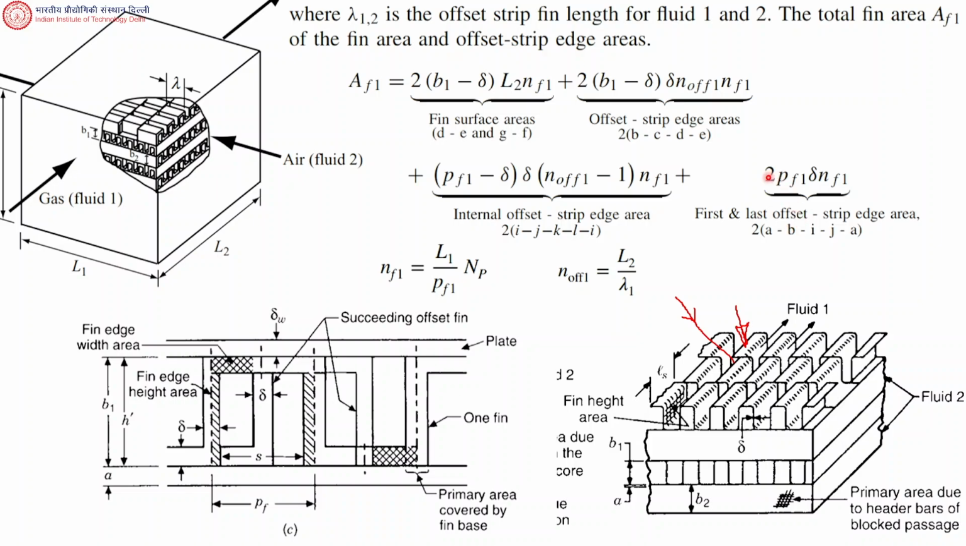This is the additional term for fin edge area. So again, we are taking 3 kinds of areas. One is the fin height area, which is this one. And there is, of course, the fin edge height area, which is a vertical area kind of thing, which is this one. And the third term and the fourth term together take care of the fin edge width area, which is this one.